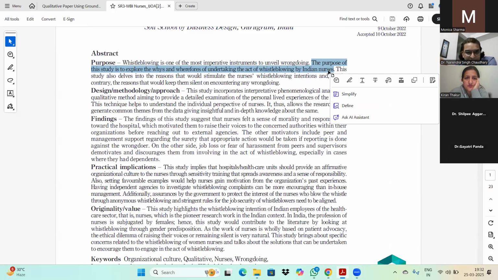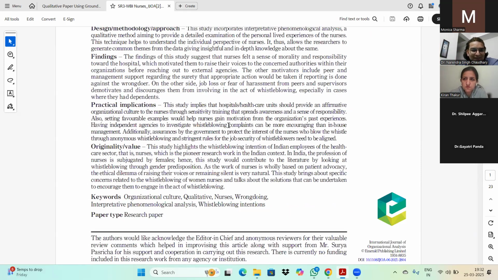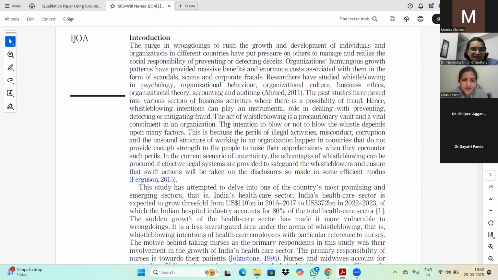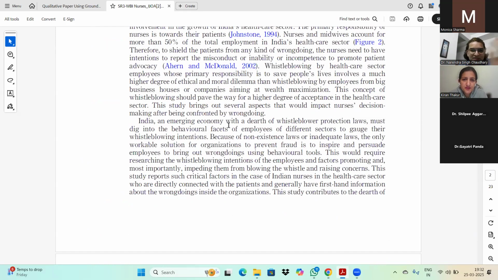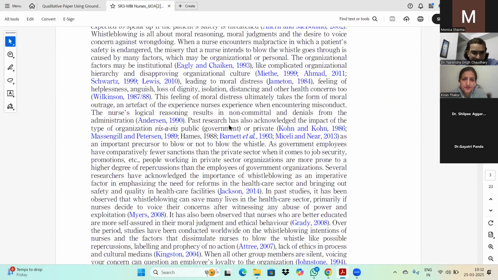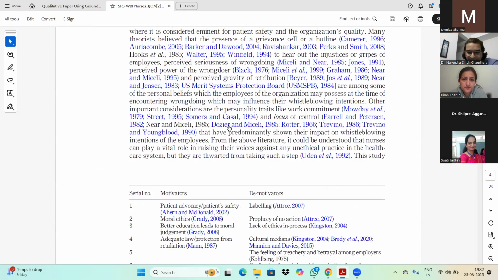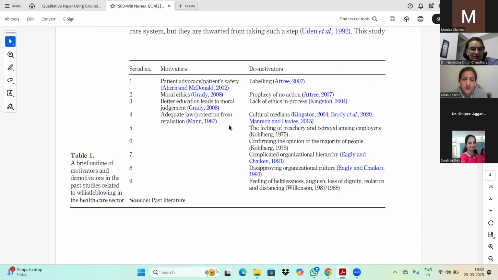Explore the whys and wherefores of undertaking the act of whistleblowing by Indian nurses. Why do they want to blow the whistle? What are the motivators and what are the demotivators? This is my research question. I hope all of you have read it. I have given a little on why I'm researching this, so I'm not going into that part. Now this is basically a deductive approach. This paper is on the deductive approach of qualitative research.